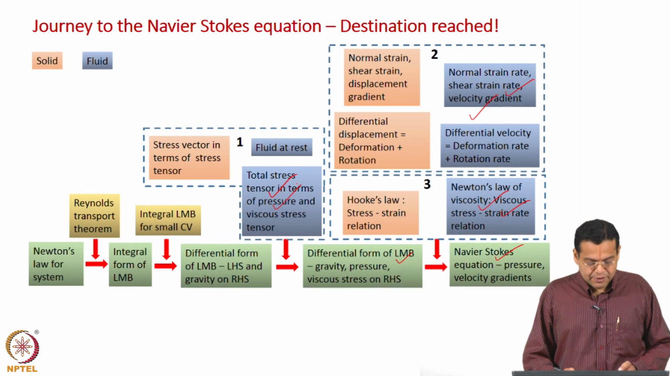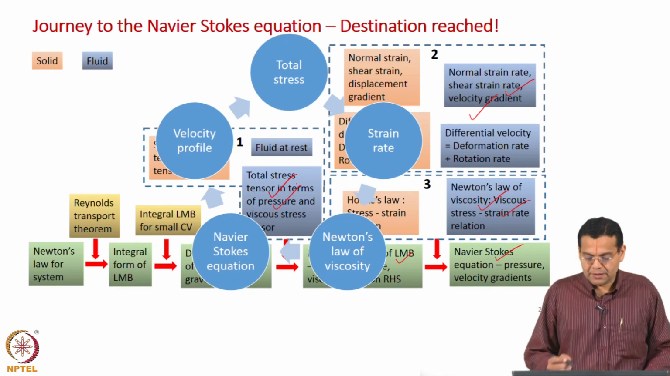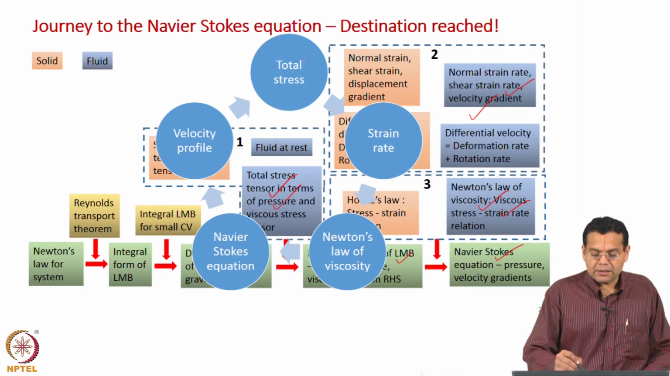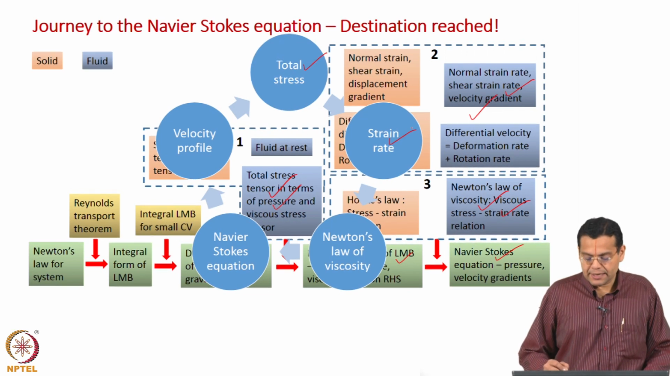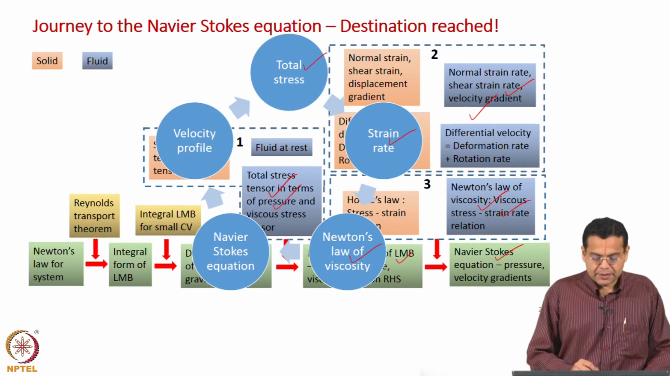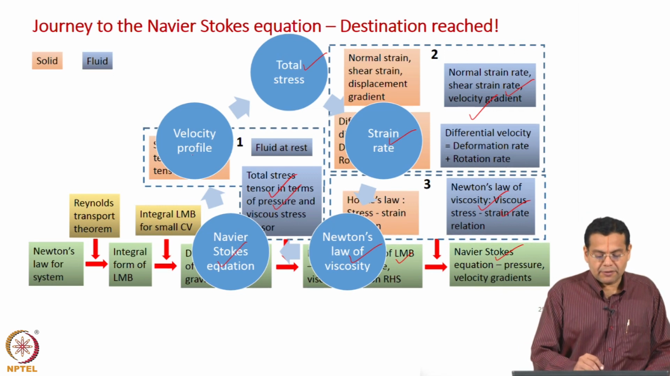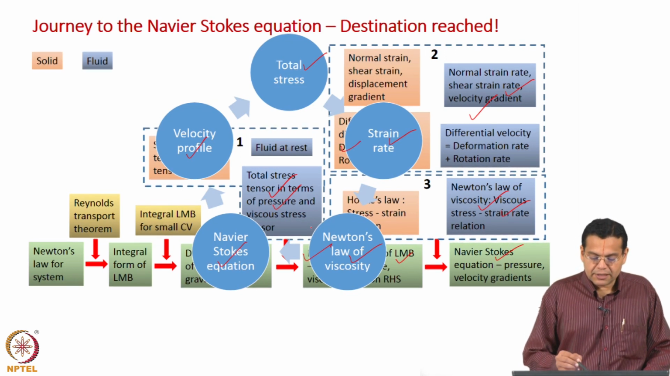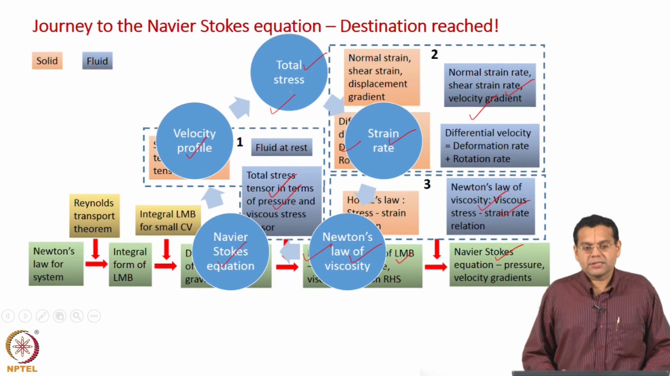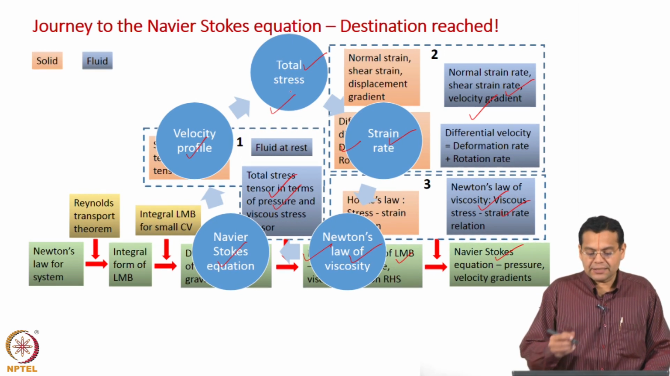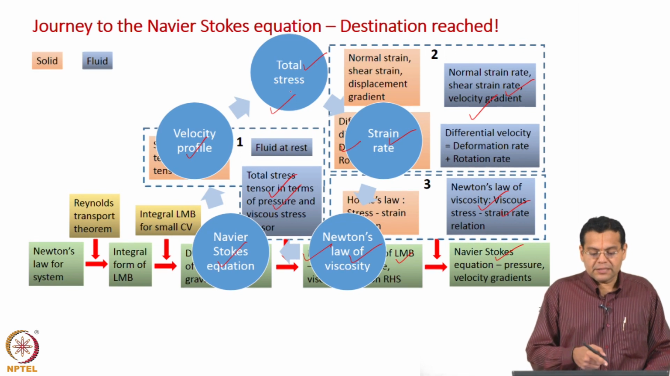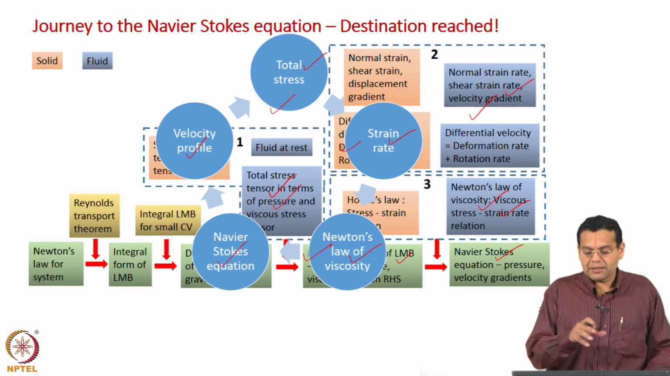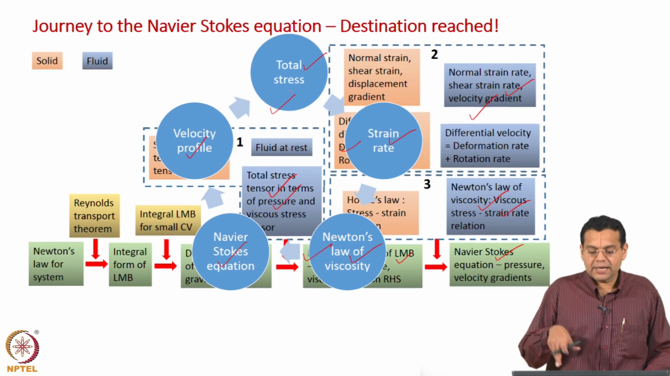So, in one way we have gone through a complete cycle, and that is what I have represented here: total stress, then strain rate, then Newton's law of viscosity, then Navier-Stokes equation, then the velocity profile. Once you know the velocity profile, then find strain rate, use Newton's law of viscosity to find the total stress. Of course, I would not say perfectly cyclic, and these arrows do not mean one goes to the other, but we have gone through the cycle in the forward direction and once again in the reverse direction.